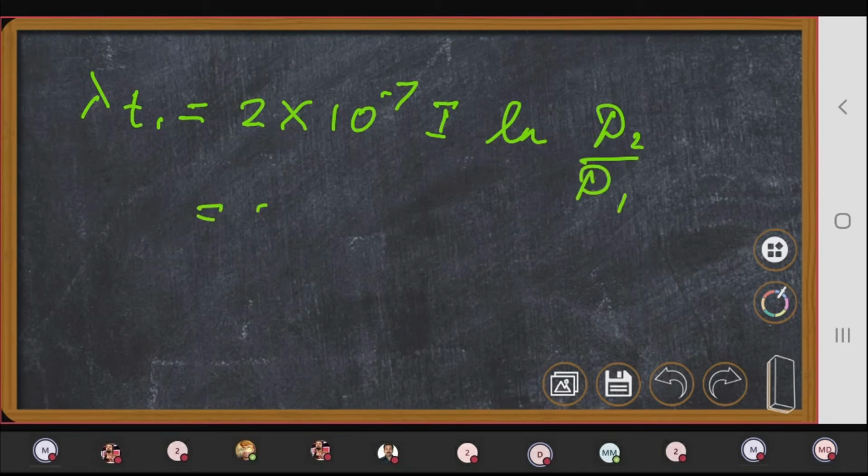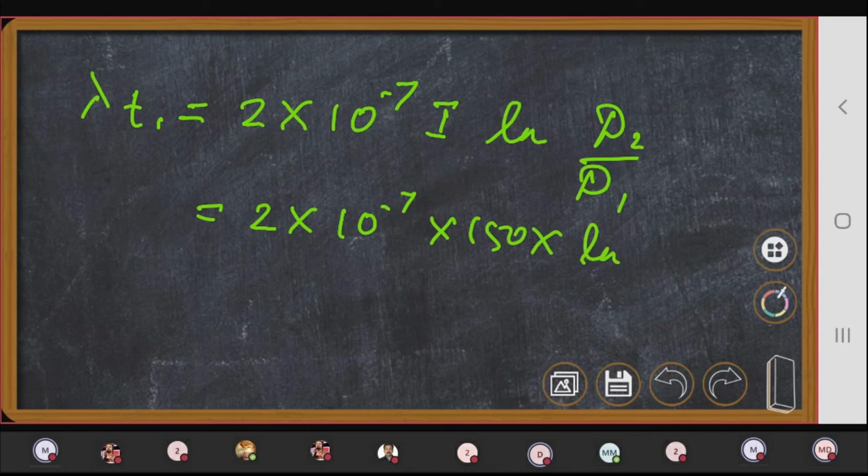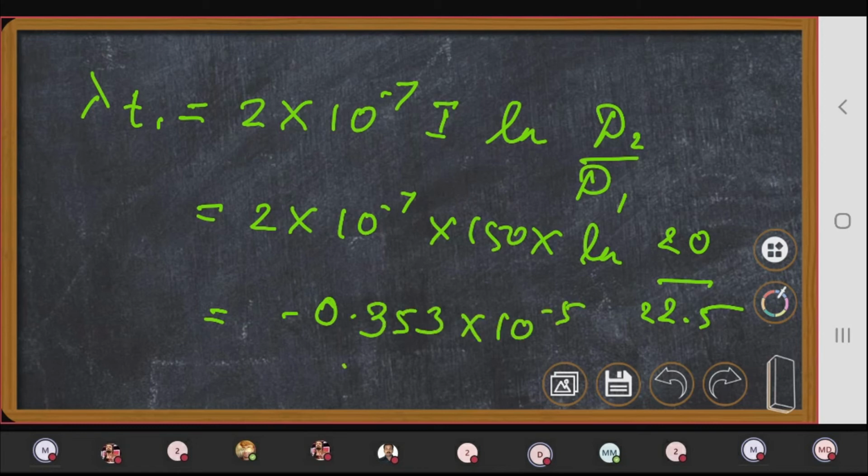So 2 into 10 power minus 7 is a constant. I is nothing but your current, 150. D2 is 20 meter, the spacing. D1 is from A to T1, so A to T1 you have the total distance of 22.5. Once you solve, you may have 0.353 into 10 power minus 5 Weber turns per meter. So this is your first flux linkage between conductor A and B.